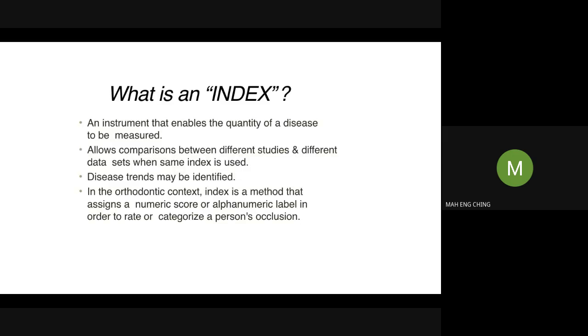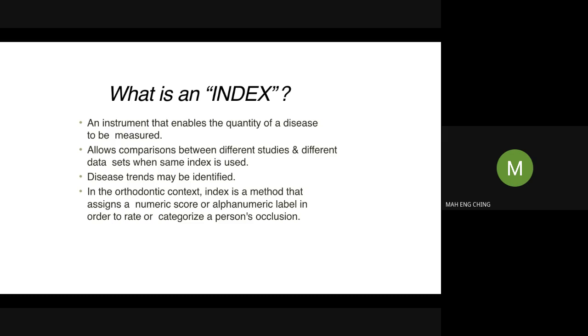So the introduction. So what is an index? What are we going to use it for? What's the purpose of having the index? So an index is an instrument that enables the quantity of the disease to be measured. So an index is not only applied to ortho, it applies to all the medical sciences. So they allow comparisons between different studies and different data sets when the same index is used. So using the same index for different populations, we can compare the results. Then you can compare the data between the different populations. Then the disease trend may be identified.